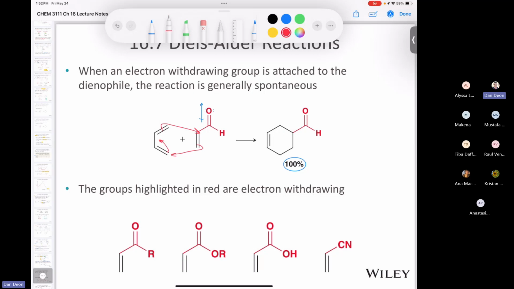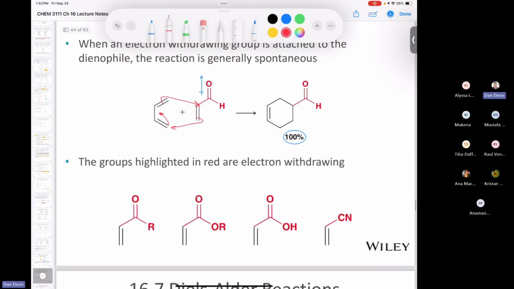So what are some of the electron withdrawing groups? Again, everything with a carbonyl, right? Whether it's a ketone, so this is a ketone, or an ester, this one's an ester, or a carboxylic acid, or this one here, which has a carbon with a triple bond to nitrogen, which has a dipole. This is called a nitrile, if you don't remember that functional group. And so all of those make really good electron withdrawing groups, and so they all make excellent dienophiles.